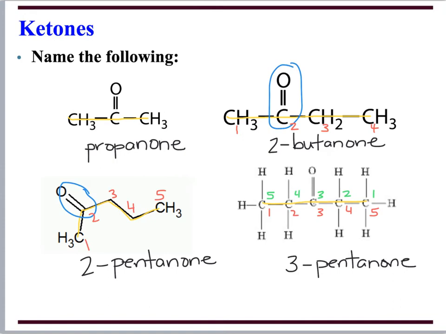Now, what's the difference between 2-pentanone and 3-pentanone? Remembering that they are isomers of one another. They have the exact same chemical formula, but they just have a different position, different structure for that C double bond O. So different properties as well.